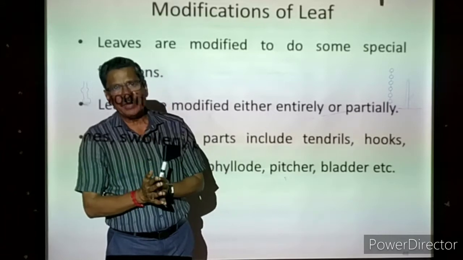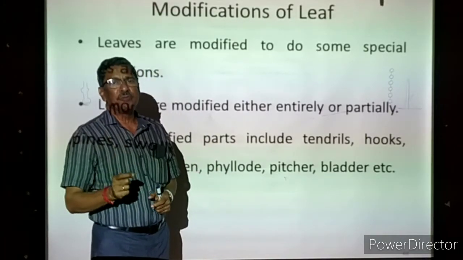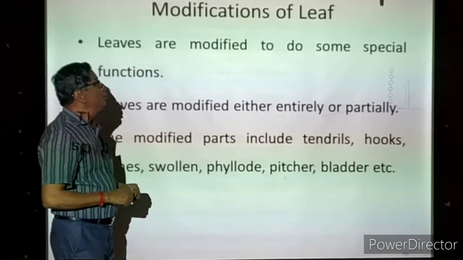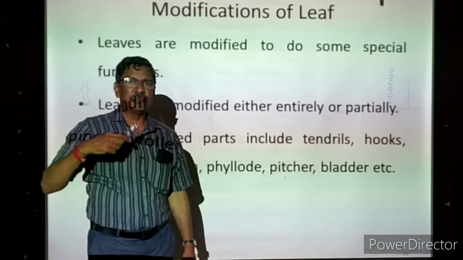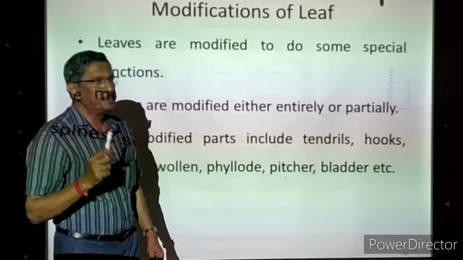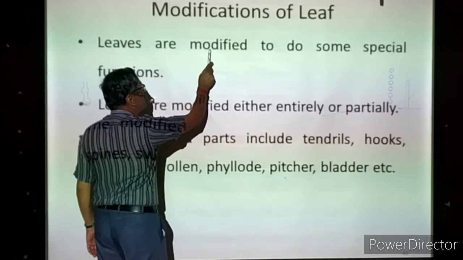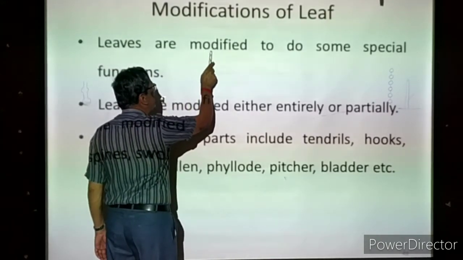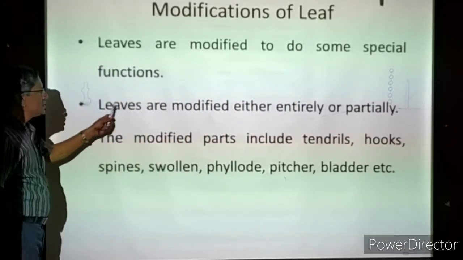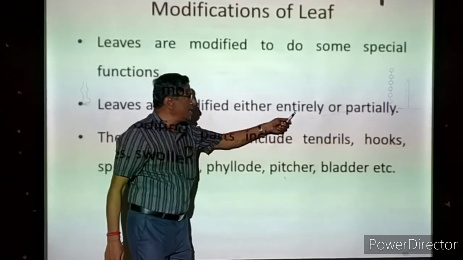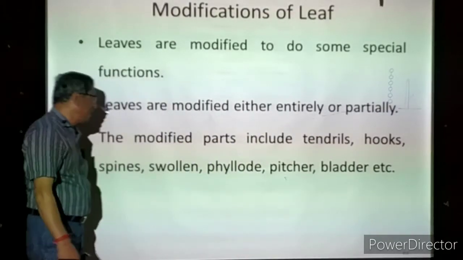Now one part of the leaf or the entire leaf is modified to form special structures to perform additional functions. For that only, modifications are there. Modification means change in the shape, size and structure of the leaf to perform special functions. Leaves are modified either entirely, that means the full leaf is modified, or partially, one part of the leaf is modified.